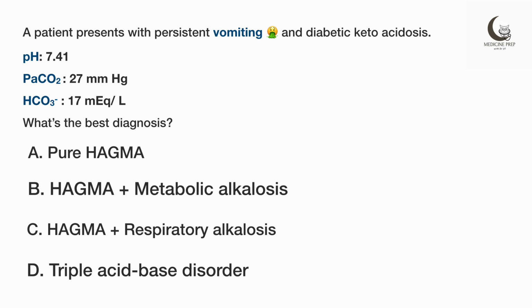Now it's your turn. On the next slide, I have a mixed acid-base disorder question. Don't guess. Follow the exact algorithm we discussed. Read the pH, identify the primary disorder, check compensation, calculate anion gap, and use the delta ratio if needed. Pause the video, solve the question, and see the answer in the comments.